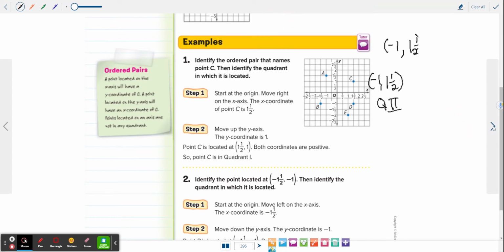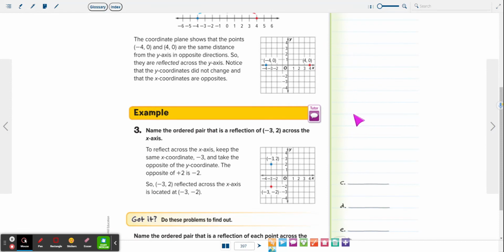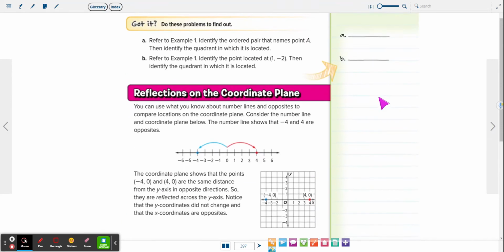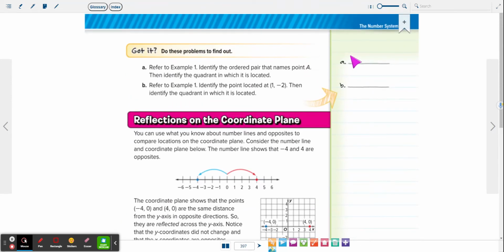So we're going to go over to this page and write that. For A, -1, comma, 1.5, and then end your parentheses. And then you can just put Q for quadrant 2. And they do use Roman numerals, so that's what that is. That's a Roman numeral 2.